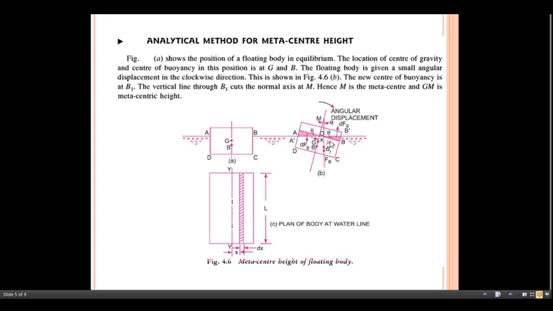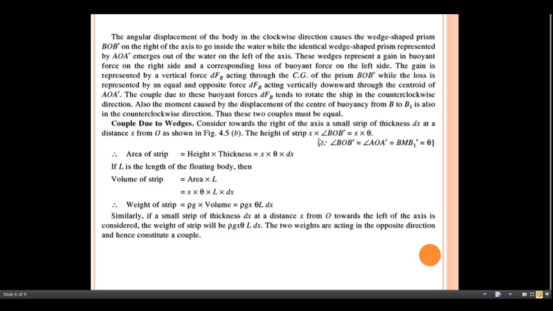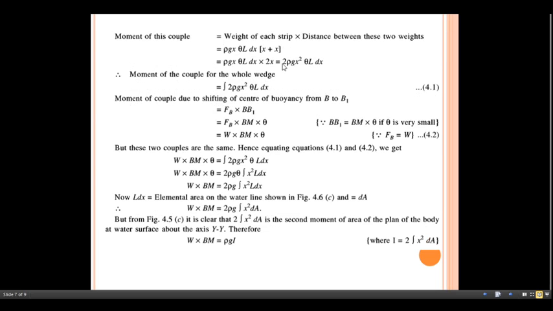So x plus x is what we get, and that is nothing but the arm of that couple. We get the moment by multiplying the weight by that arm. Here the distance between the two weights is x plus x, which is nothing but 2x. Just simplify: the 2 and the rest of this part are written as it is.